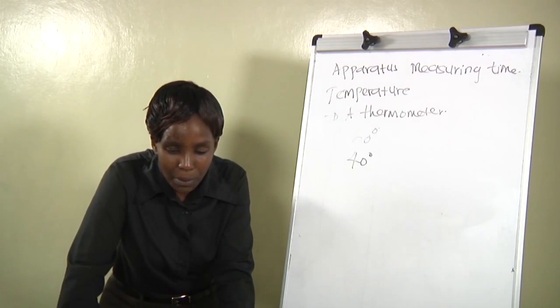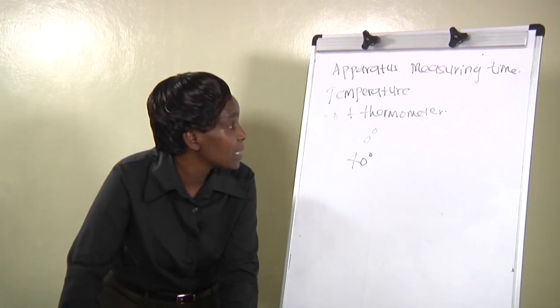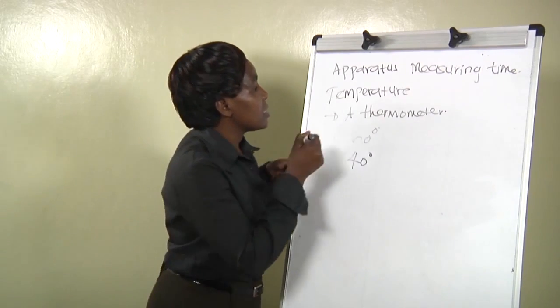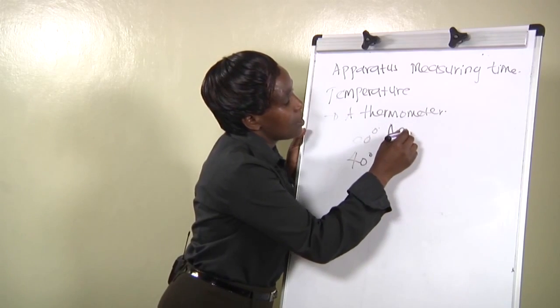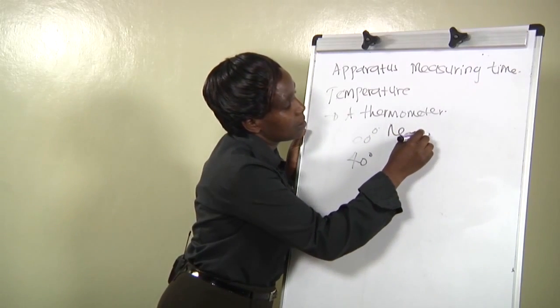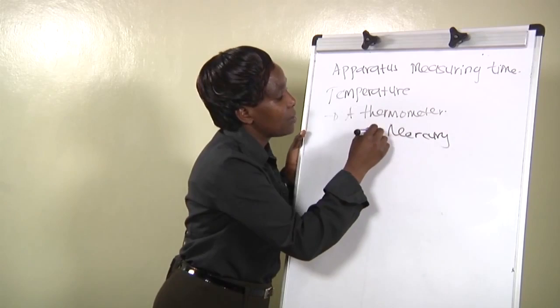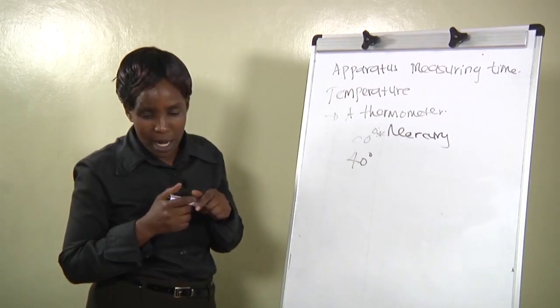And the one which is normally used, we call it the mercury thermometer. The mercury thermometer is the one which is commonly used in the lab.